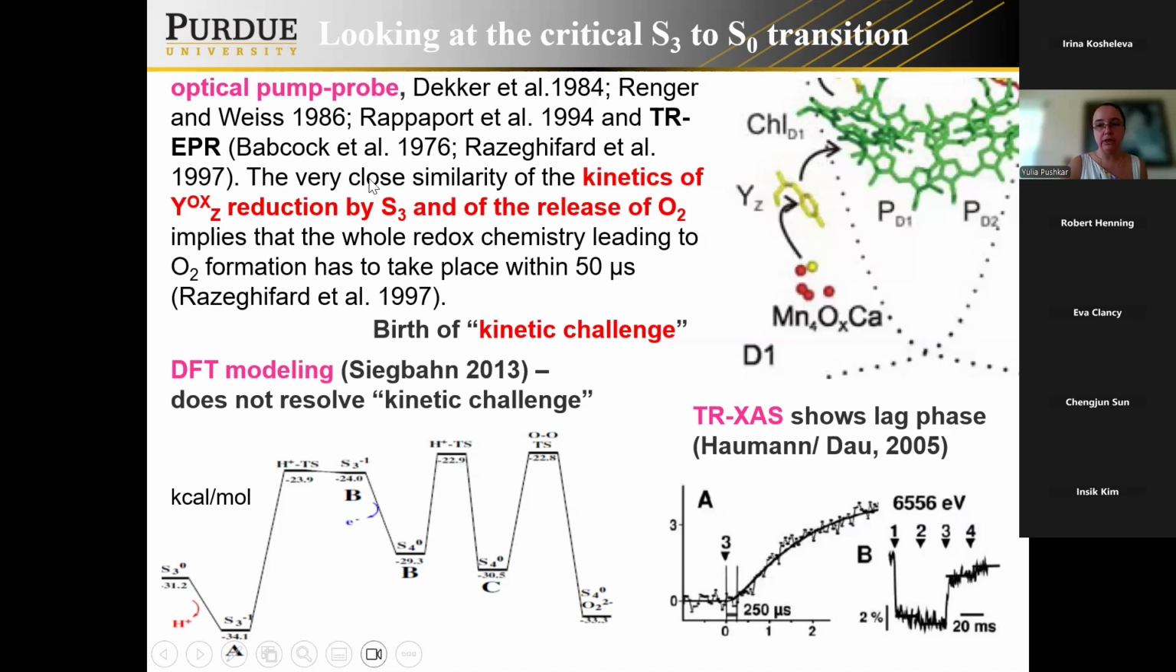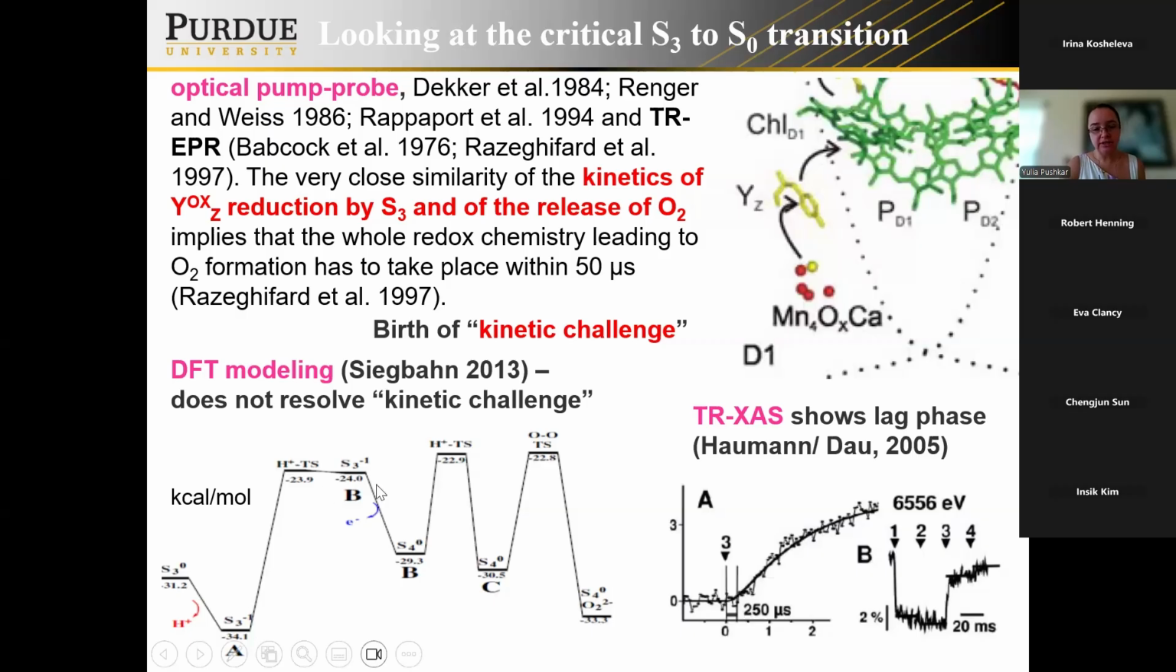Already early, in the late 90s, people knew that the kinetics of this tyrosine reduction in the S3 to S0 step, the last most important step, and the release of oxygen are very similar. So basically, whenever this tyrosine gets an electron, this system spits out oxygen. And that was called the kinetic challenge. They say if this is happening, then oxygen bond formation has to be within 50 microseconds, which was a bit surprising.